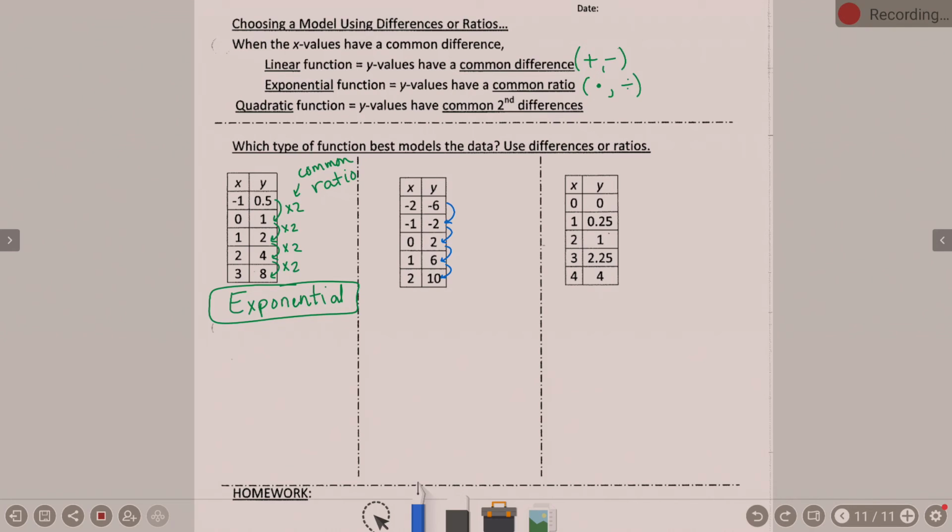Okay, and you can always start at the bottom if you need to, right? How do we get from 6 to 10? Add 4. How do we get from 2 to 6? Add 4. How do we get from -2 to 2? Add 4. And how do we get from -6 to -2? Add 4. So this is called a common what? Difference. And if there's a common difference, it's linear.